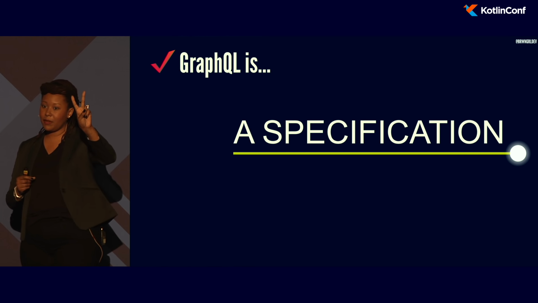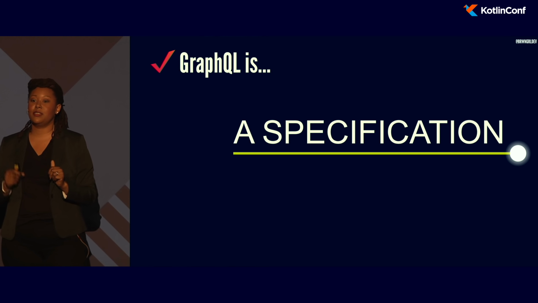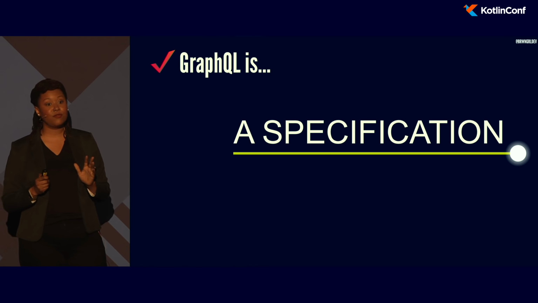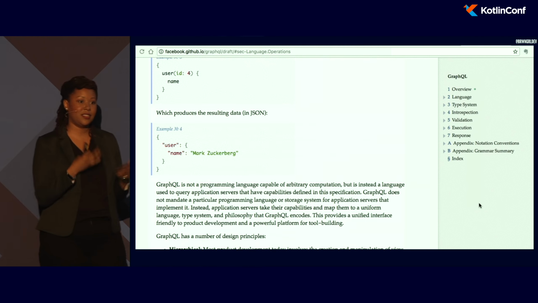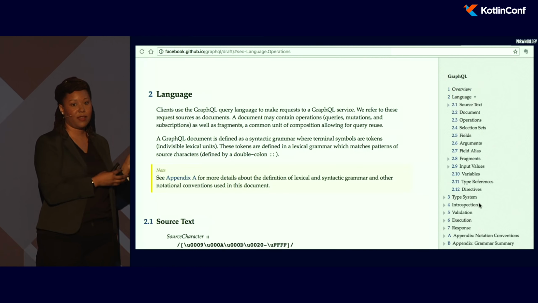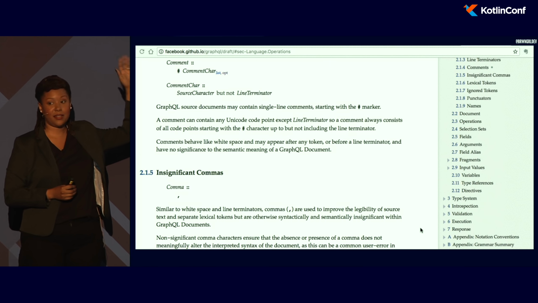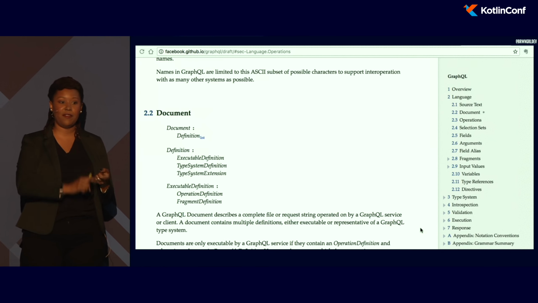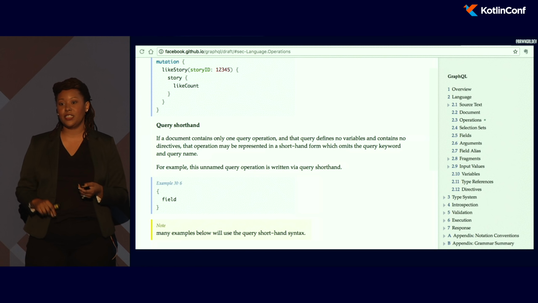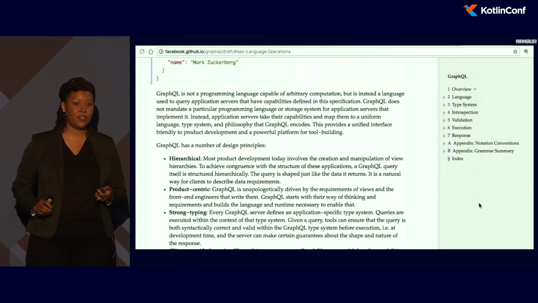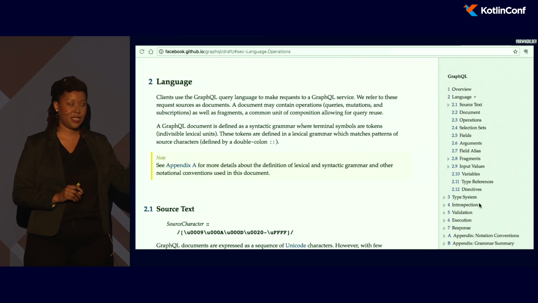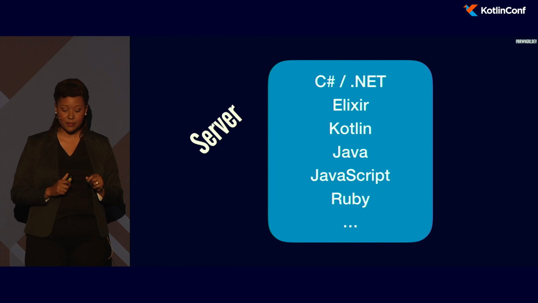Okay, second thing about GraphQL. GraphQL is a specification. This is really important because it means that it's language agnostic. It was developed by Facebook, and you can actually read the entire spec ad nauseum if you're interested. It tells you everything about the fields, the operations, the types, every single thing you want to know about GraphQL is contained here in this spec.